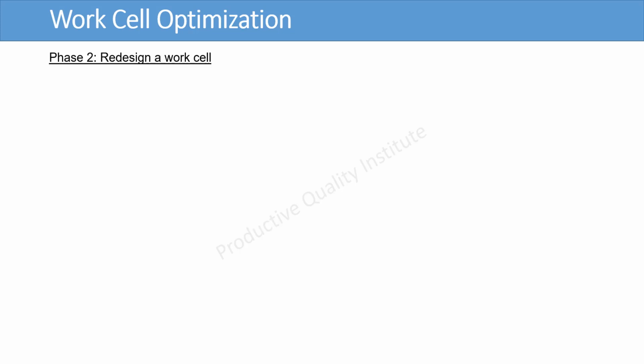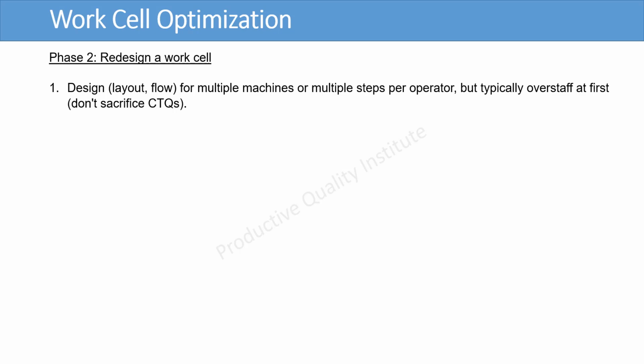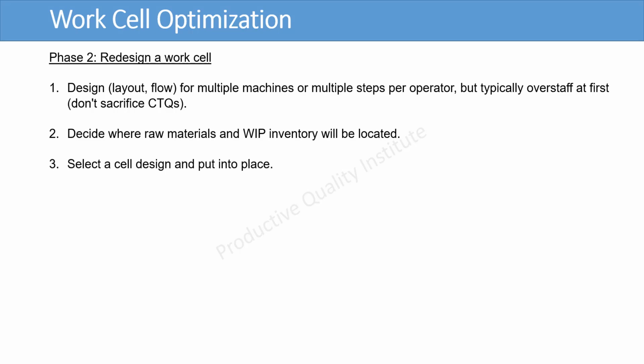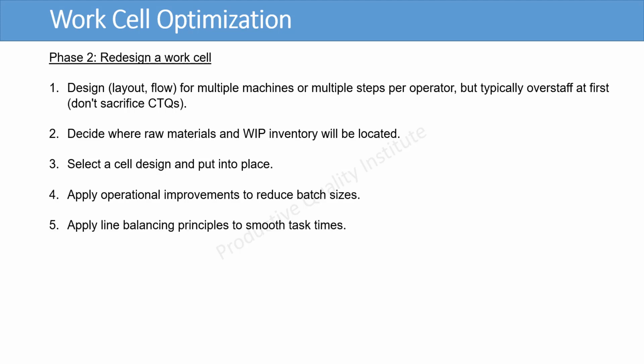Phase 2, Redesign a work cell. Design the layout and the flow for multiple machines or multiple steps per operator, but typically overstaff at first. Please don't sacrifice CTQs. Decide where raw materials and WIP inventory will be located. Select a cell design, see options below, and put it in place. Apply operational improvements to reduce batch sizes. Apply line balancing principles to smooth task times.